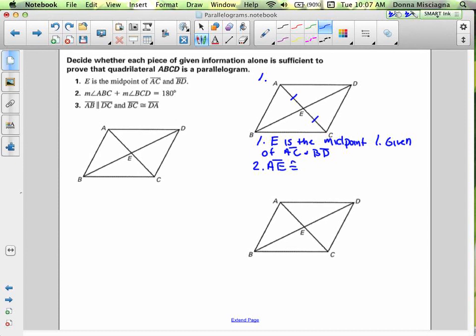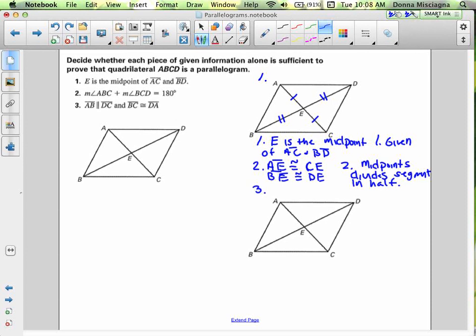AE is congruent to, actually I'm going to write CE. Put the E's together. And E is also the midpoint of BD, which means it divides BD in half, which means BE is congruent to DE. So we can write that right in the same step. BE is congruent to DE, and that's because, I'll have to put step 2 way over here, midpoint divides a segment in half. Or you can say midpoint bisects a segment.